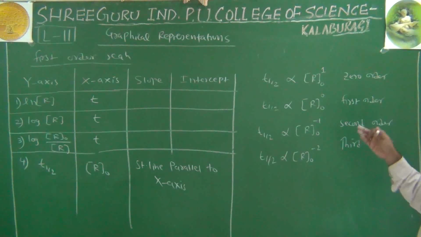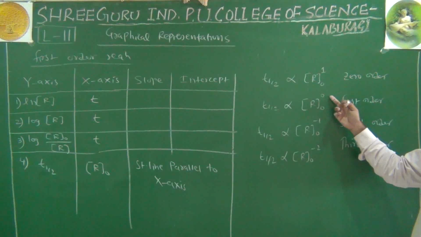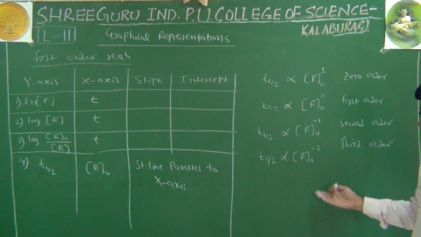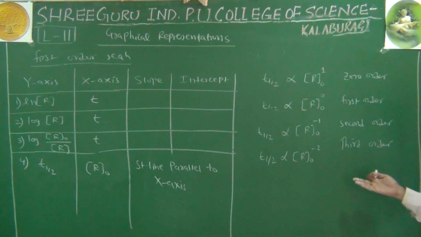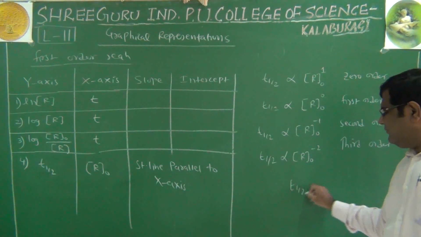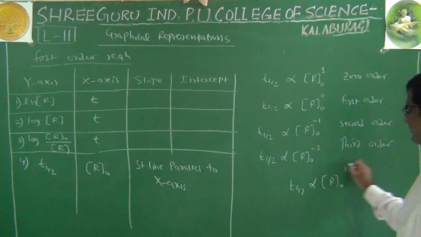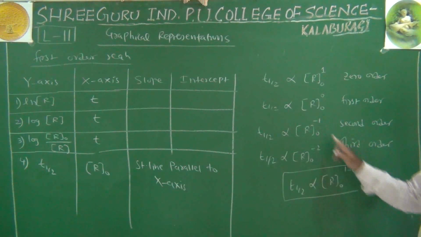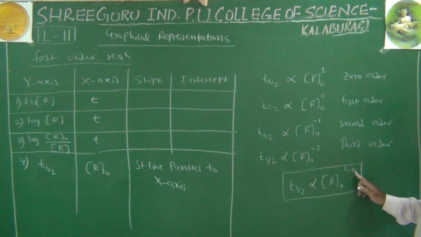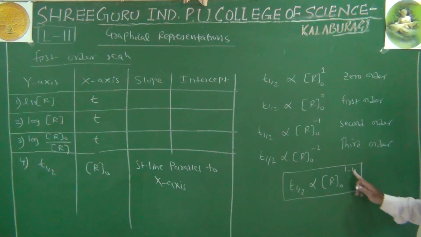Can we generalize this pattern, because there seems to be a pattern clearly here. This is 1, 0, negative 1, negative 2, negative 3, negative 4, it will go on as we increase the order from 0, first, second and third. So we can write this as T half is directly proportional to R0 raised to 1 minus n. Yes, we can write like this, because if the order is first, 1 minus 1 is 0. If the order is second, n is 2, 1 minus 2 is minus 1. Third order, n is 3, 1 minus 3 is equal to minus 2.